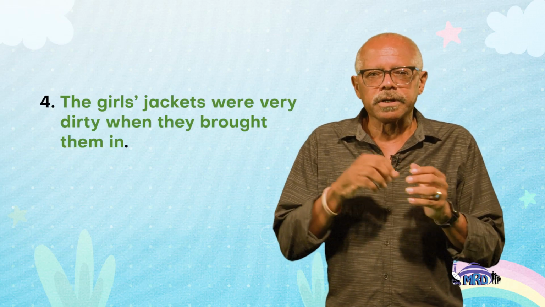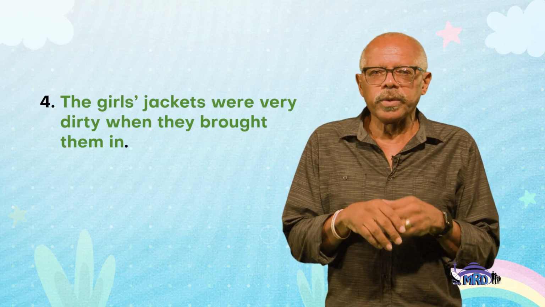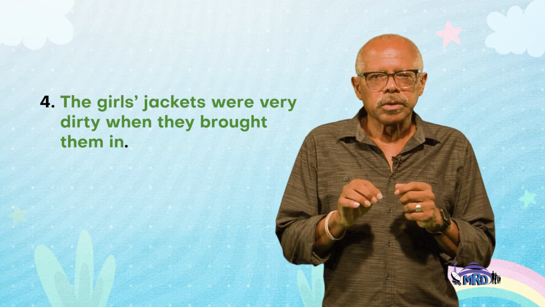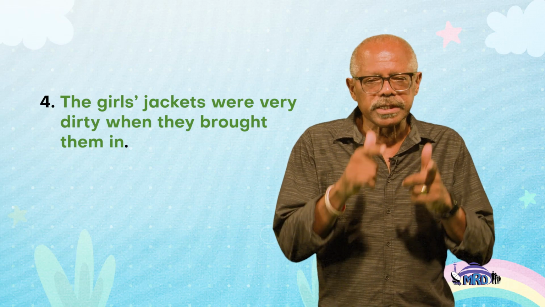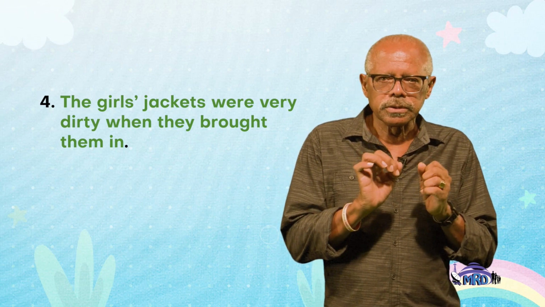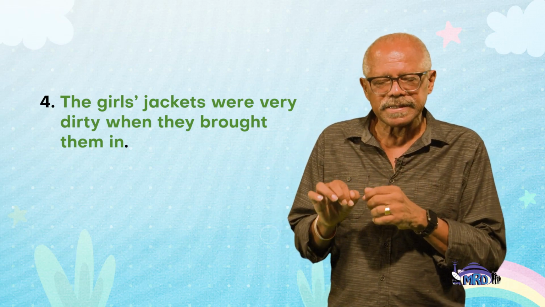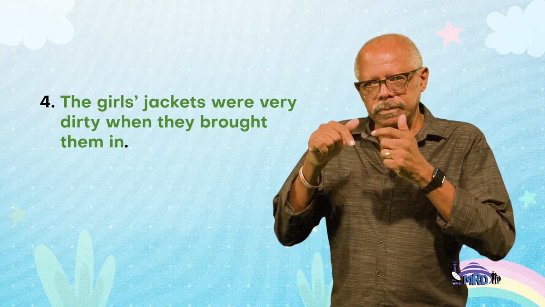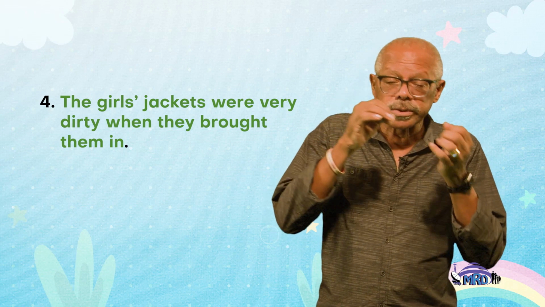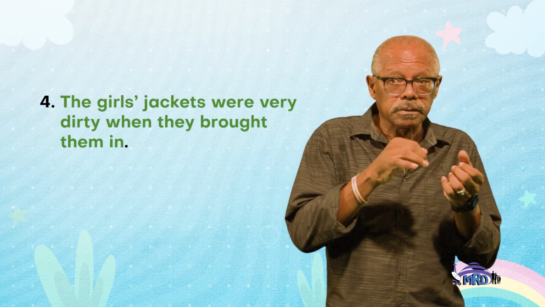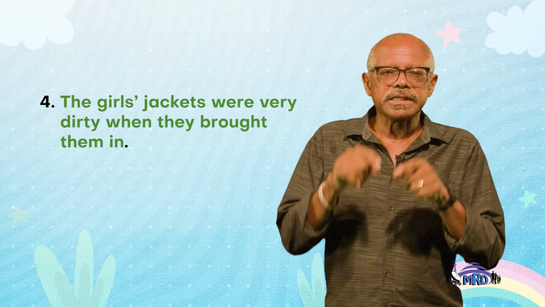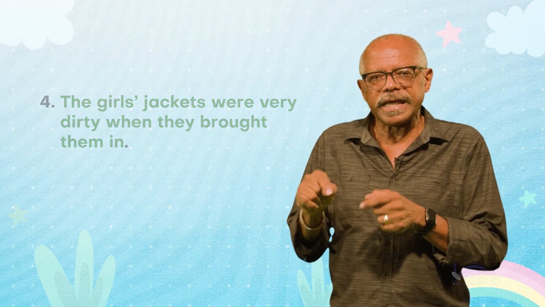The last one, the girls' jackets were dirty when they brought them in. Here's something to note in this one. Girls, because they use the word they, so it suggests the word girls is plural. So the apostrophe will come after the S. If the word was singular, the apostrophe will come before the S. But seeing it's plural, the apostrophe comes after the S.